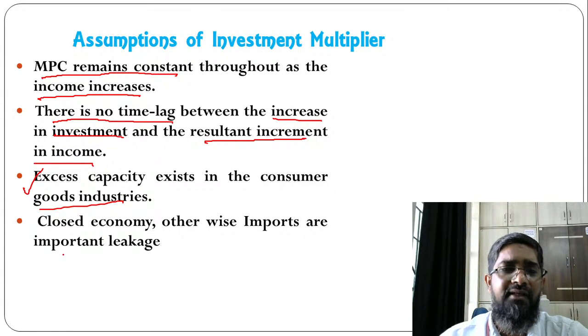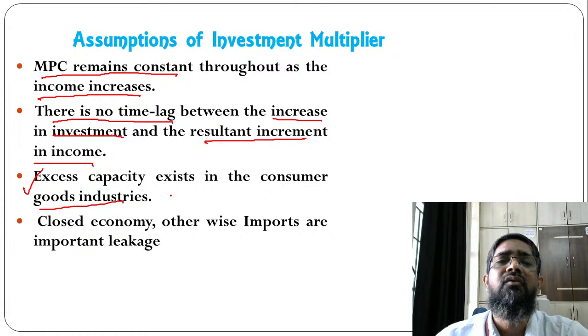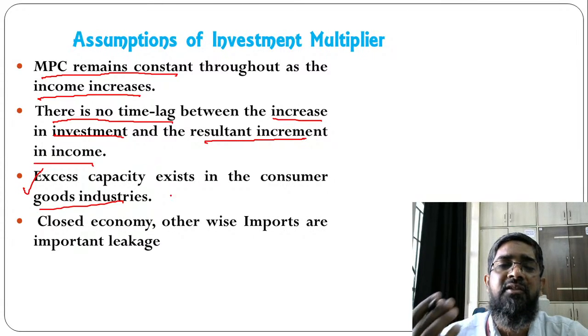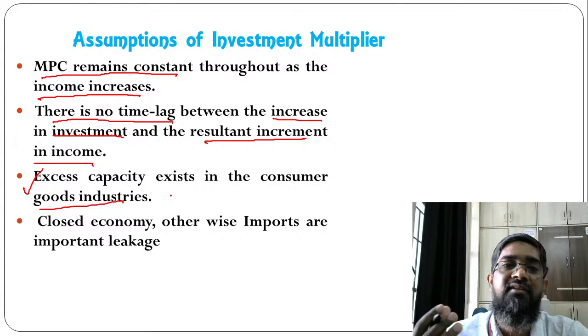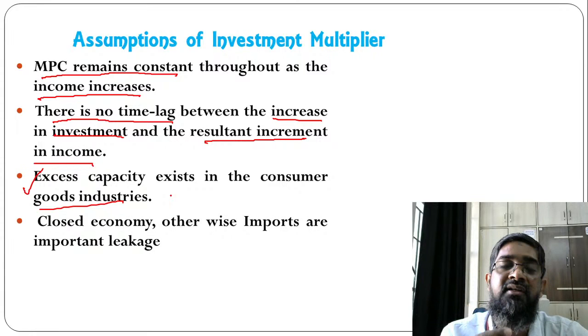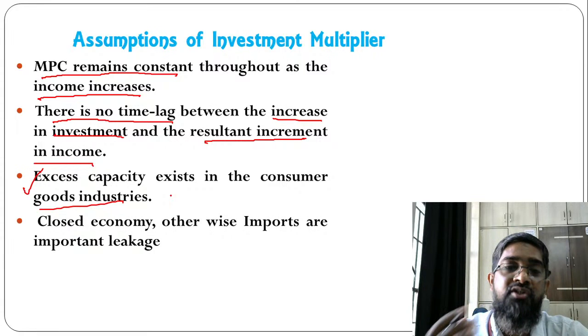And one more thing, that this Keynes investment multiplier was given mainly for the developed countries where there is excess capacity and the country is operating in depression and recessionary phase. In that case, there is always excess capacity with the industries, consumer goods industry. They can produce whenever there is more demand.